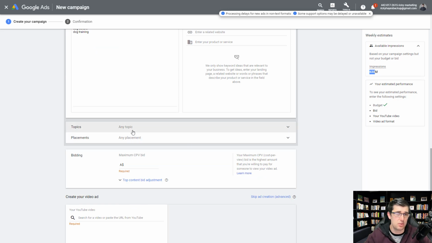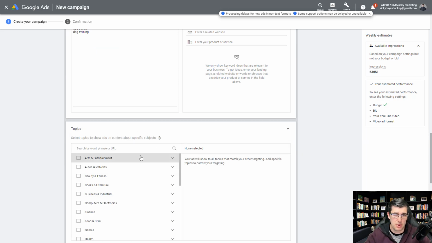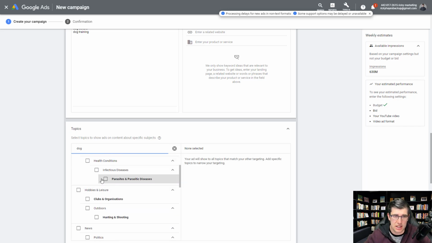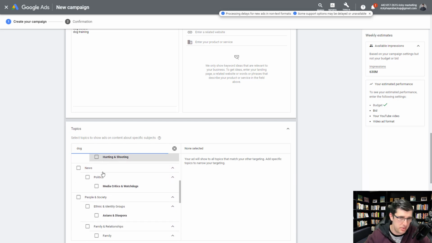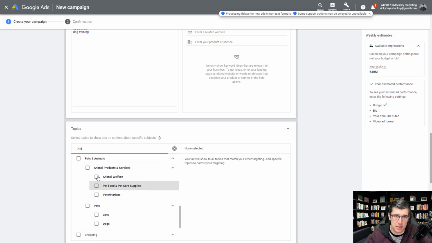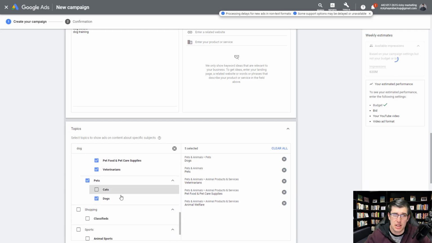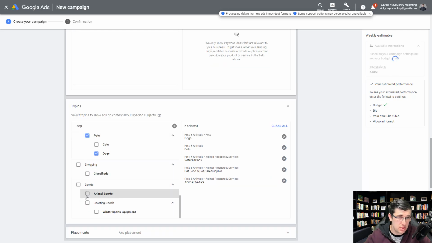You can add in topics as well, okay, so different topics. So let's say we're putting in dog, okay, we're targeting dog. Let's see what we can find. So you usually find one or two. Sometimes it can be a little bit funny as to what you can find. So here we got animal welfare, pet food, veterinarians, pets, dogs, animal sports. Okay, there we go.